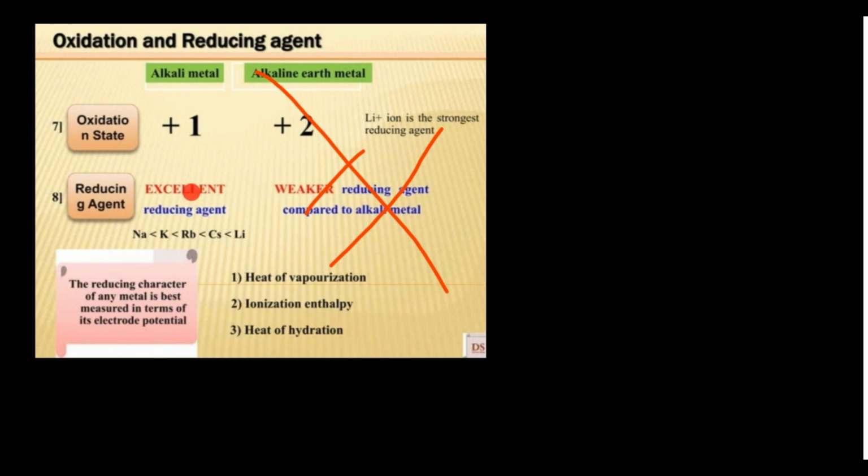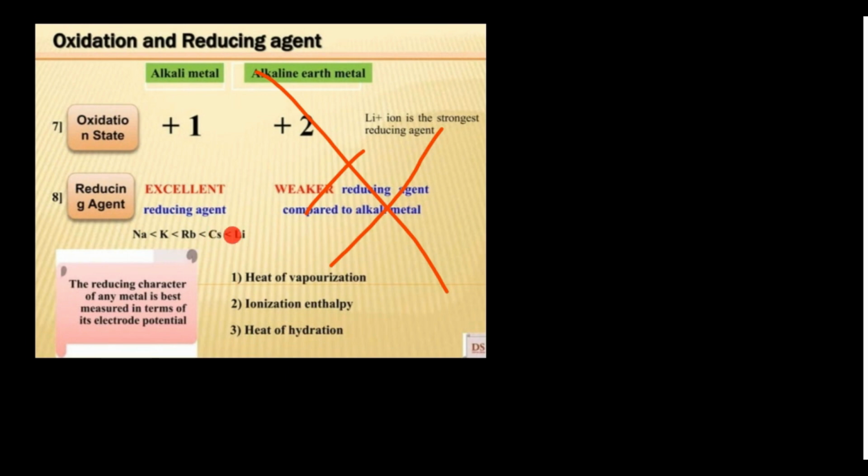Okay, and they generally form a special type of reducing agents also. I'll discuss those things in a little while, but you should know this. Because they have a strong tendency to lose s electrons, they are very powerful reducing agents. And if you go in the aqueous solution, lithium is a stronger reducing agent as compared to cesium. This is something very important.